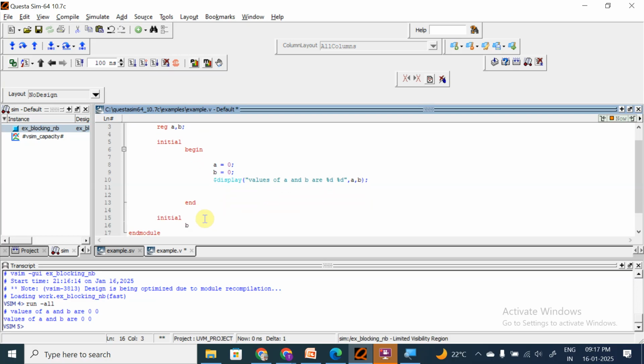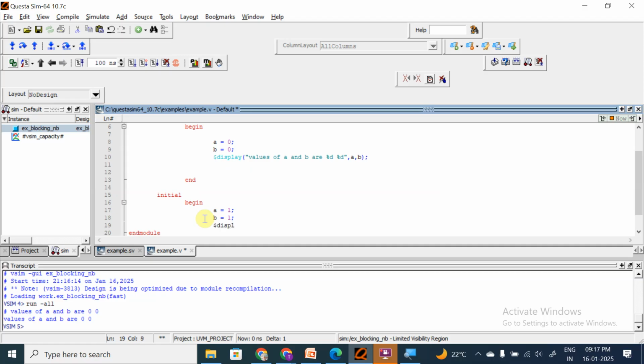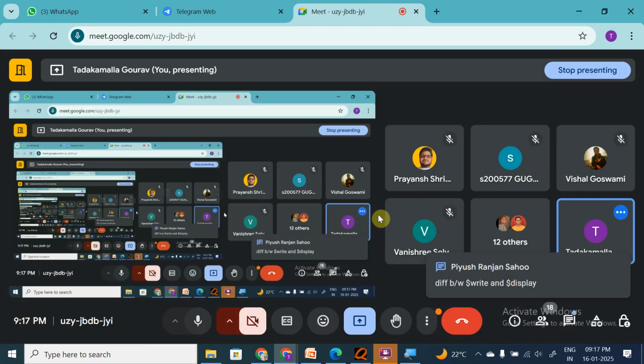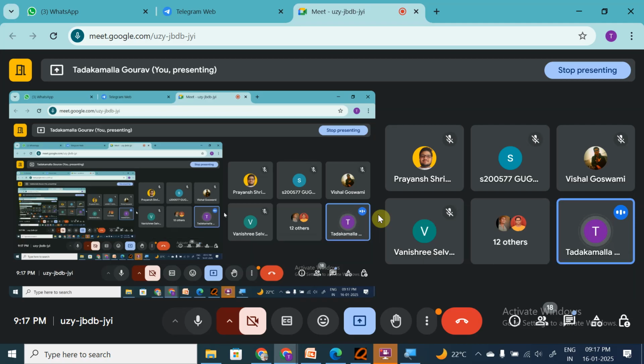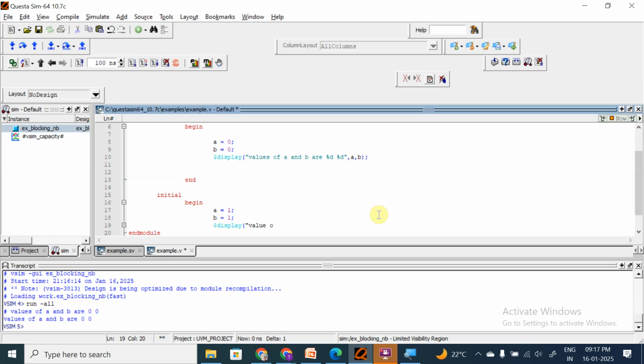Initial begin, let's say a is equal to 1 and b is equal to 1. Let's take $display. Yes, yes. $write will actually not go to the next line, whereas $display will go to the next line. The difference we will see. So before that, I want to introduce one more scenario. Okay, %d, comma a, comma b.